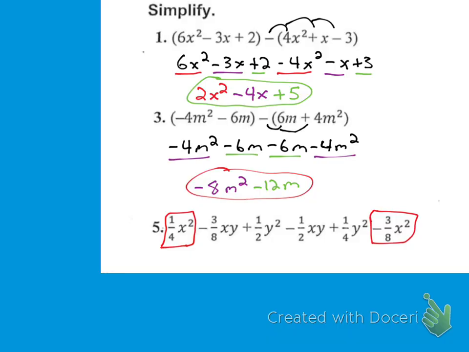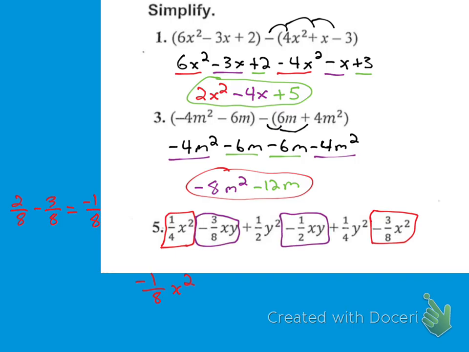1/4 x squared minus 3/8 x squared are like terms. So we want to make 1/4 into 2/8, common denominator. Subtract, and that will give us negative 1/8 x squared. Very good, those of you who said that out loud.